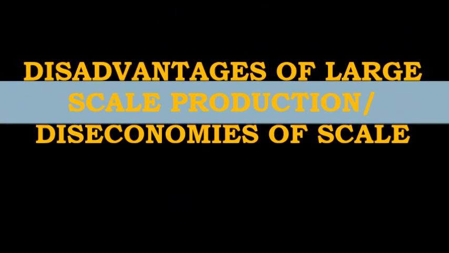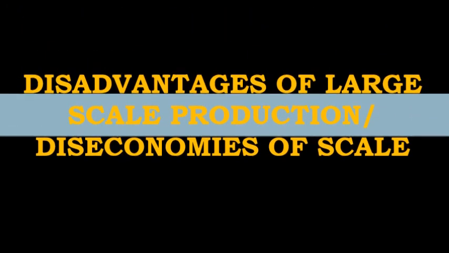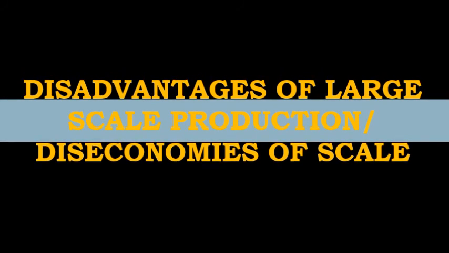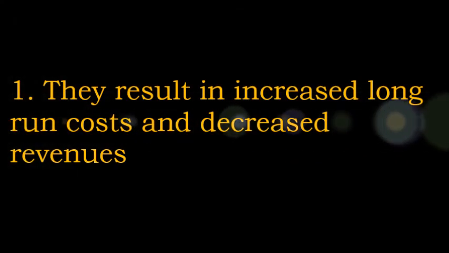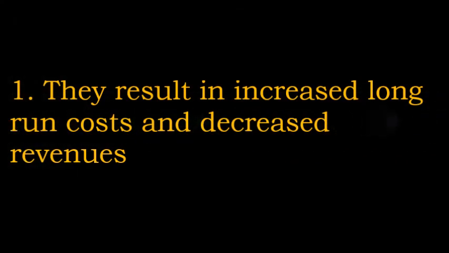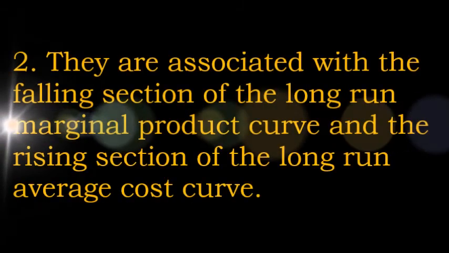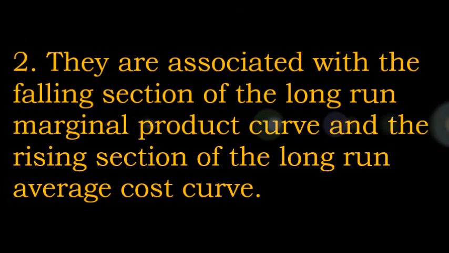Now, the disadvantages associated with large-scale production. They are also referred to as diseconomies of scale. These disadvantages derive from decreasing or diminishing returns to scale. They result in increased long-run costs and decreased revenues. These diseconomies of scale are associated with the falling section of the long-run MP curve and the rising section of the long-run AC curve.